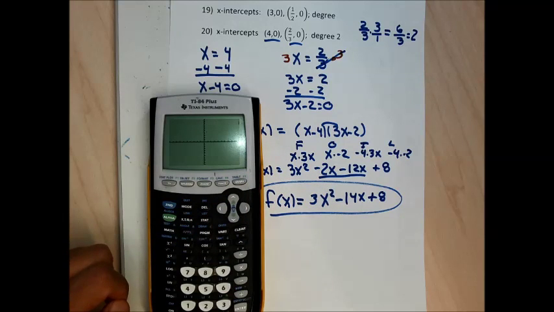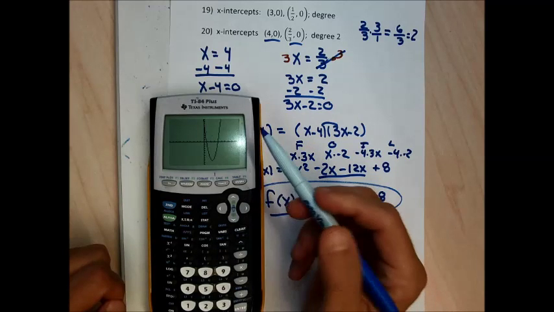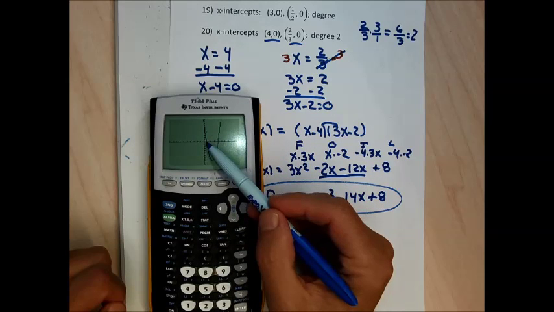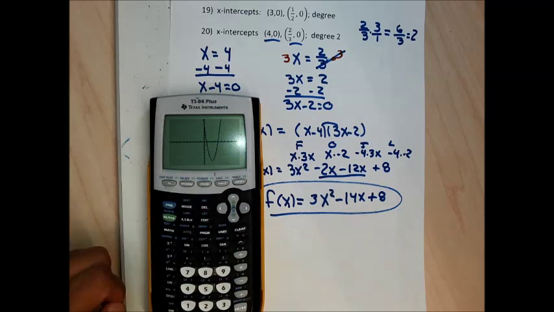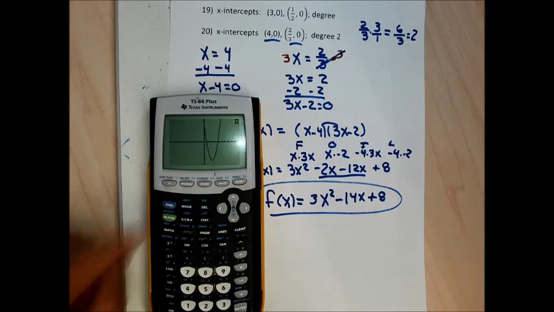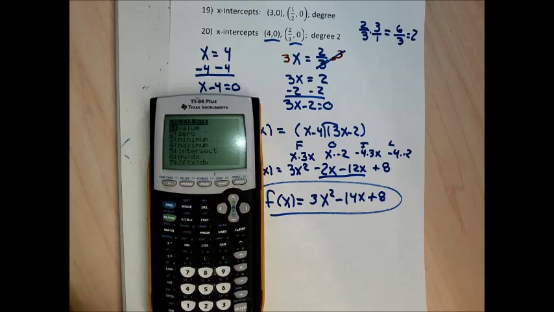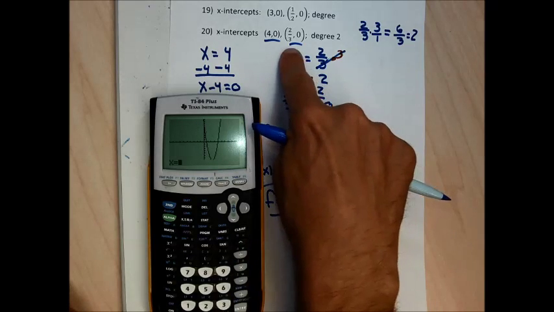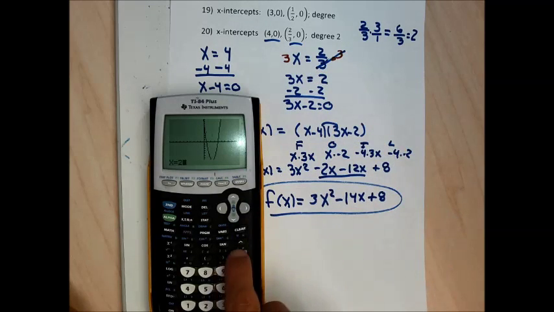I'll graph it. It needs to have an x-intercept of 2/3 and 4. I think that's the x-intercept at 2/3. I believe that's the x-intercept at 4. A real slick way to check that these are actually the right x-intercepts is to do this. Hit your second button, and then the trace key. Hit enter on value. I'm going to type x equal to 2/3, going 2 divided by 3.